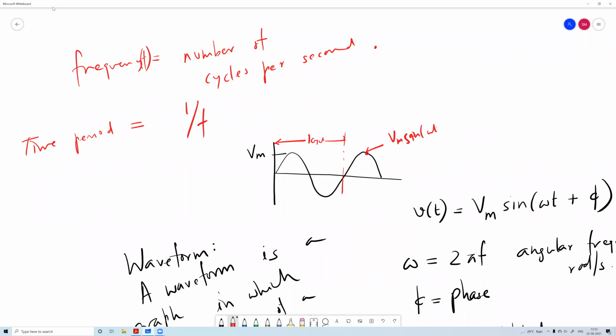Sir, could you please repeat once again after time period? Yes, the voice had been breaking. The next is phase. Phase is the time that has passed since the waveform has passed the 0 mark. So this is the phase. The phase here is 0. Let us say another one whose phase is 90 degrees. So it will look like a graph like this.